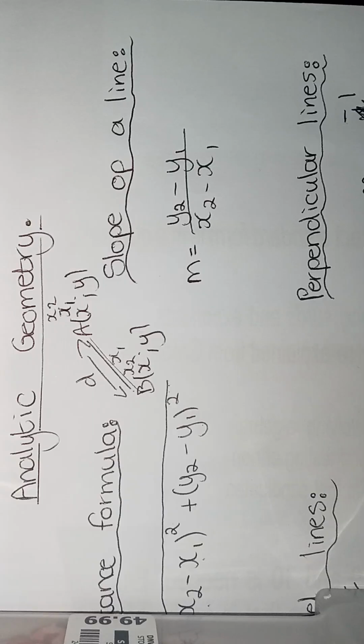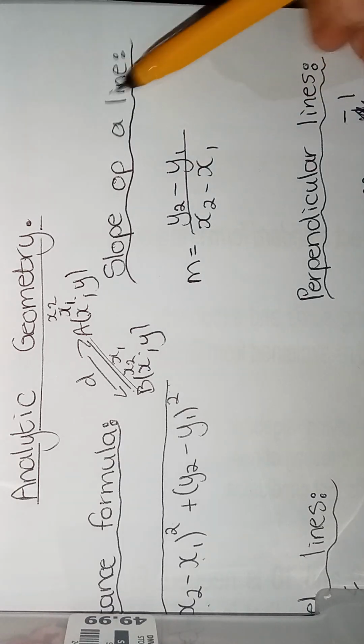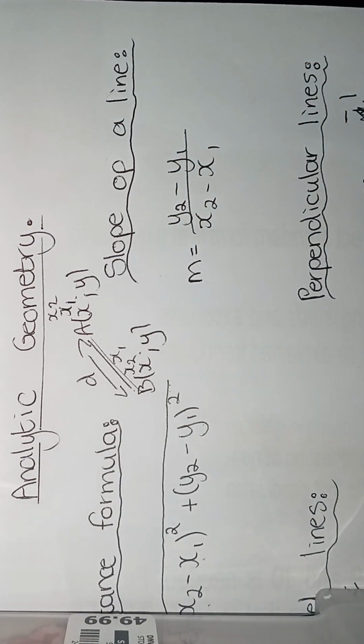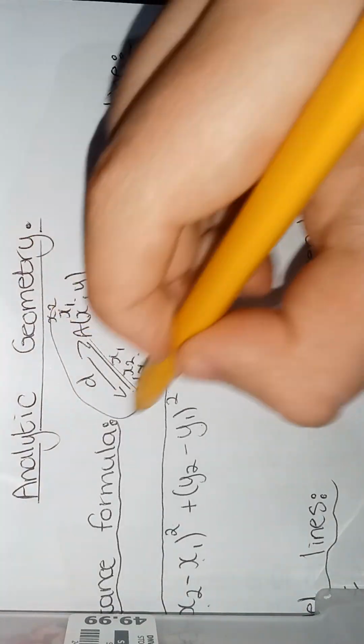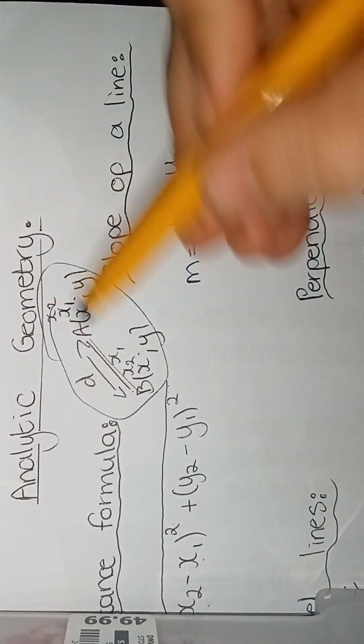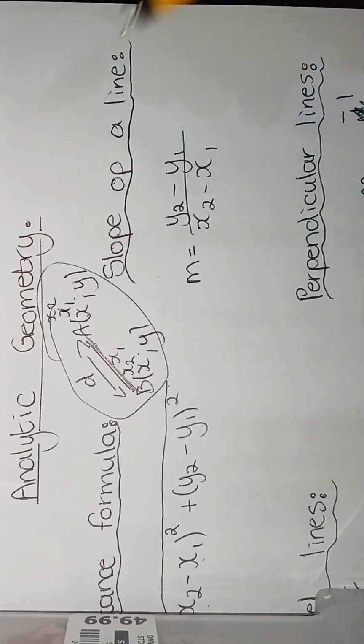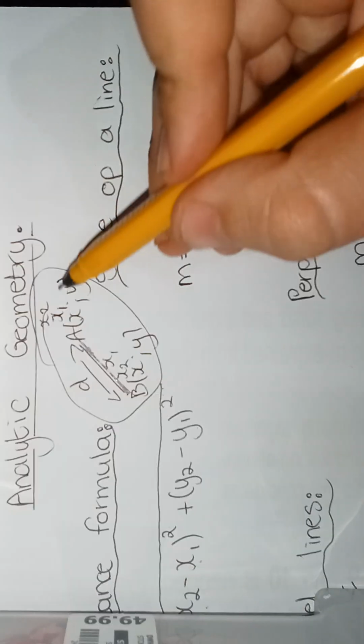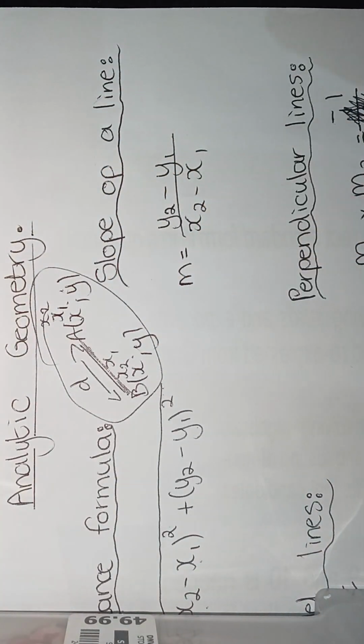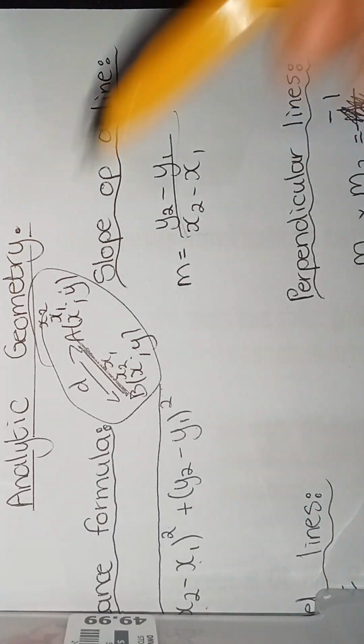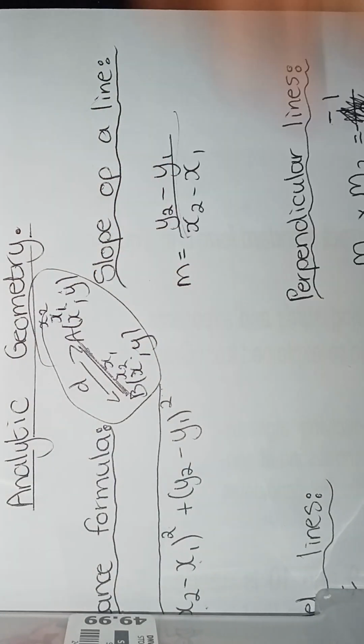We can also calculate the slope of a line. Say this line right there, you want to calculate its slope. Then you use your y2 minus your y1 divided by your x2 minus your x1.